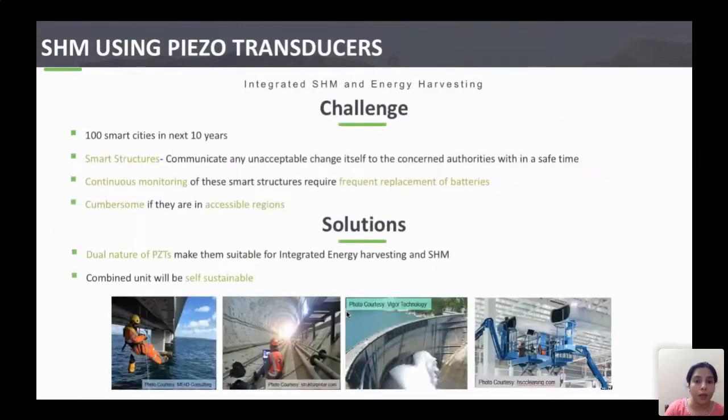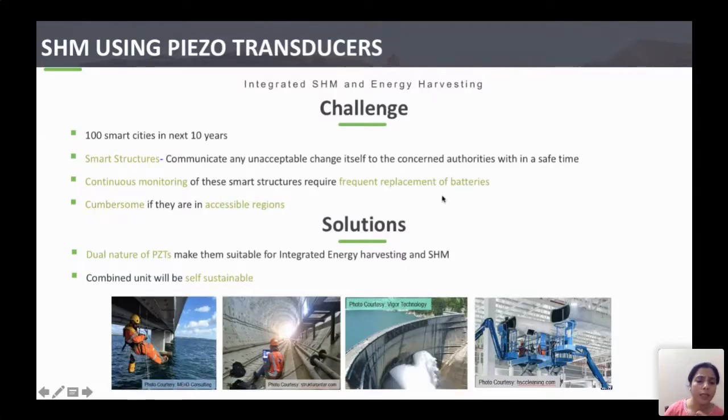So till now we have covered different types of sensors, different SHM techniques, and its current status. Now we will start covering the research work done in the field of structural health monitoring. First, we'll start with SHM using piezo transducers. Here, first is the integrated SHM and energy harvesting.